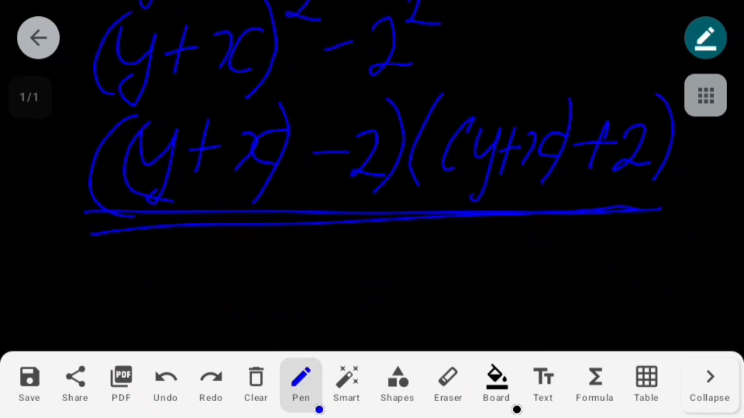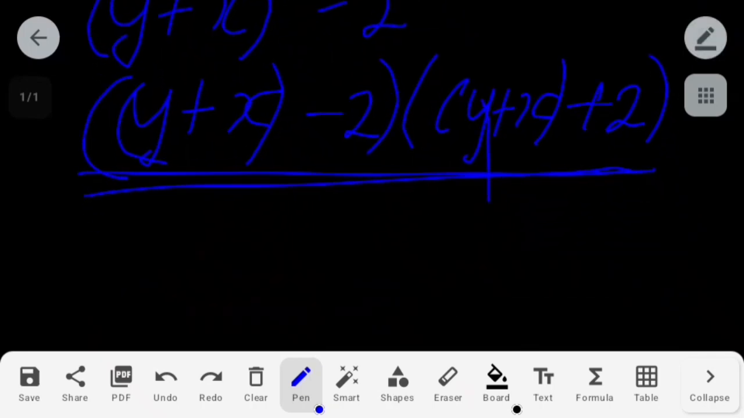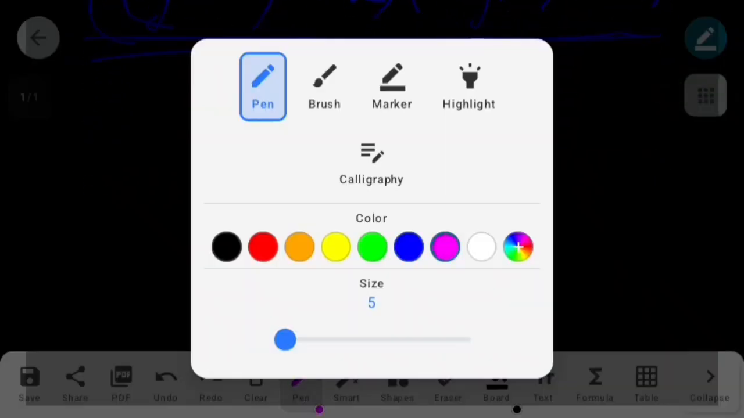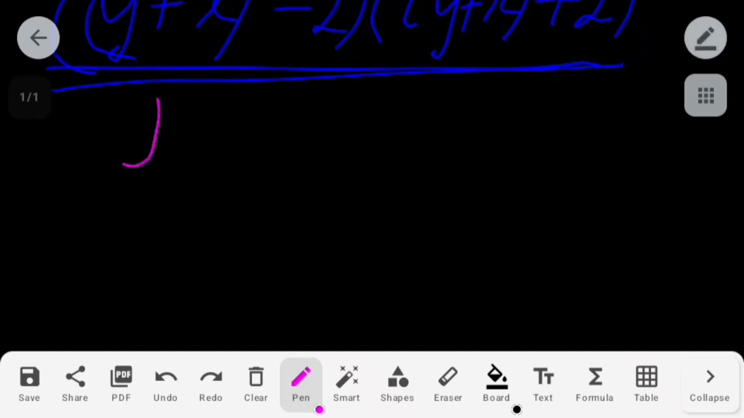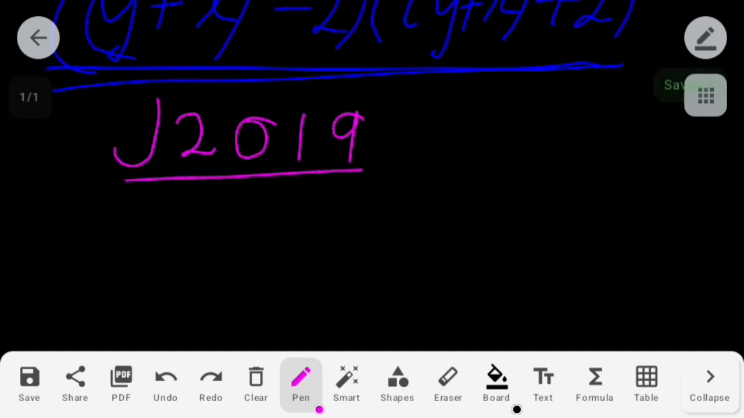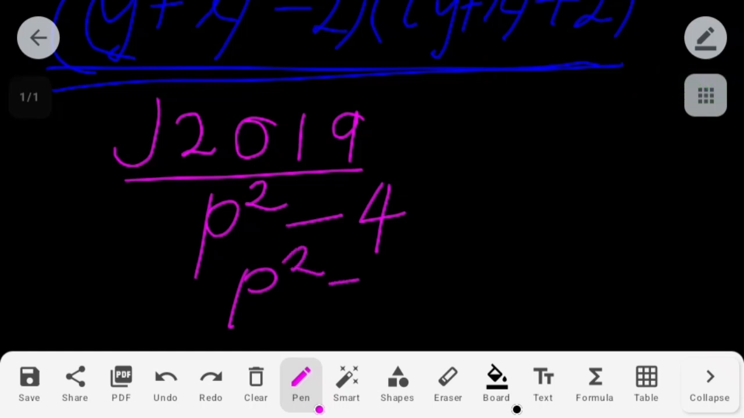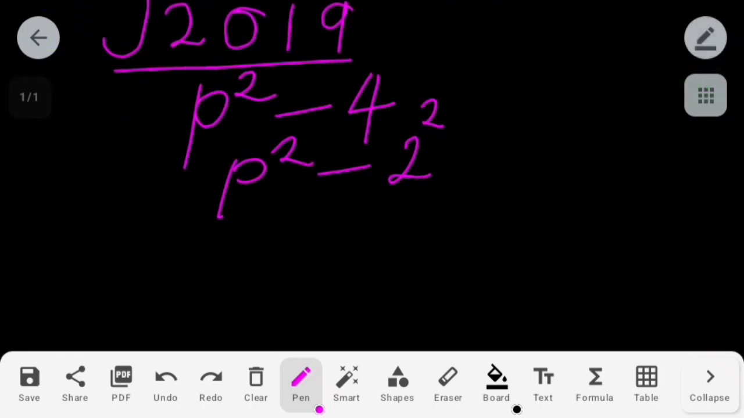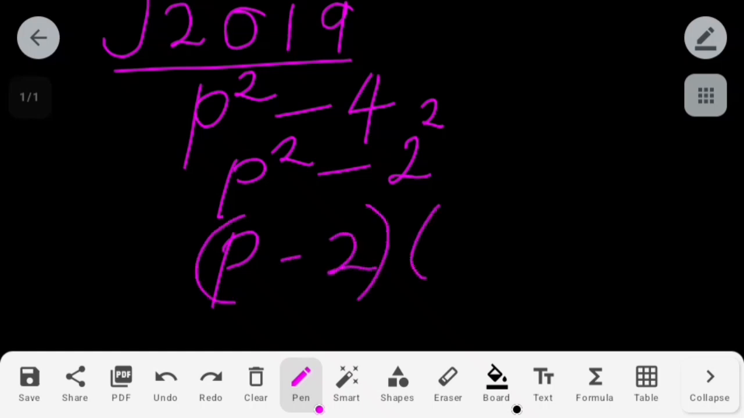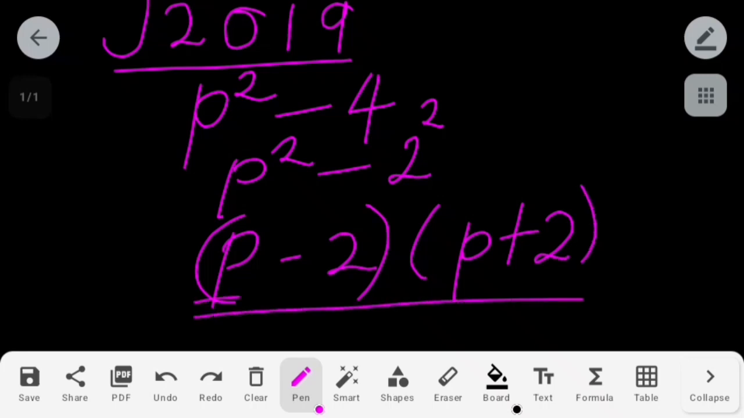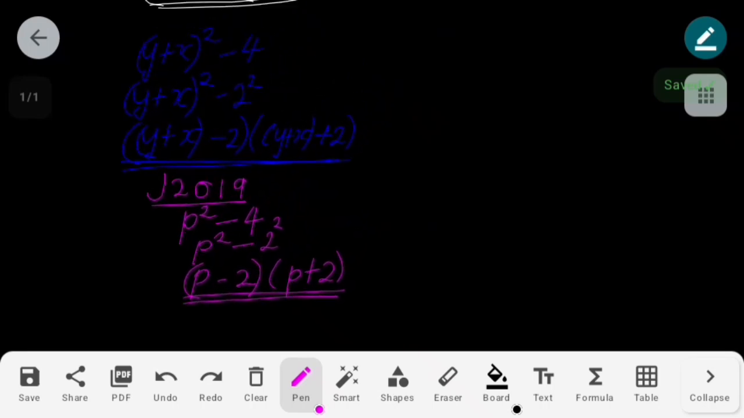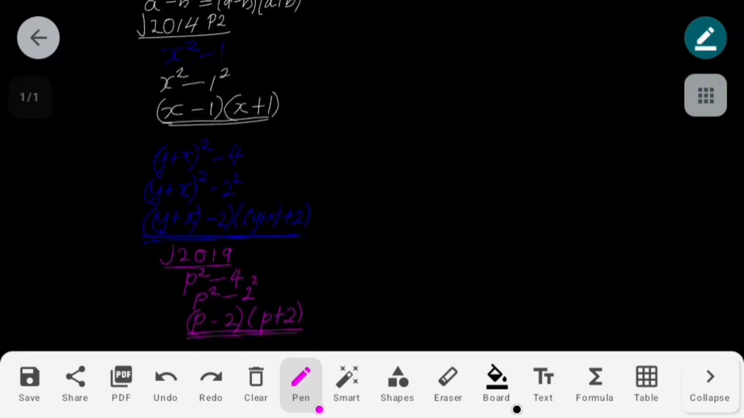Lastly, our question is from June 2019. It says factorize completely p squared minus 4. To factorize this, 4 is also a square number, so you say p squared minus 2 to the power 2. Now we use difference of two squares, which gives p minus 2 and the other p plus 2. So this is how we use difference of two squares to solve this kind of question. This is all about difference of two squares.